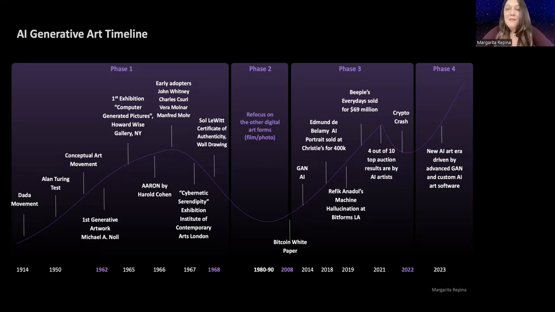So in 2018, the first AI generative portrait was sold at Christie's for $400K. And also one of the great artists of the contemporary art scene, Refik Anadol, started to work on his iconic Machine Hallucination project. During this stage, we also see the record sale of Beeple's Everydays for 69 million, and 4 out of 10 top auction results were made by AI artists. But all this changed after the crypto crash of 2022. And currently we see a new era, a rise of the AI art movement, but at a different level of institutional recognition, a different level of curatorial experience, and different incentives for collectors to buy such works.